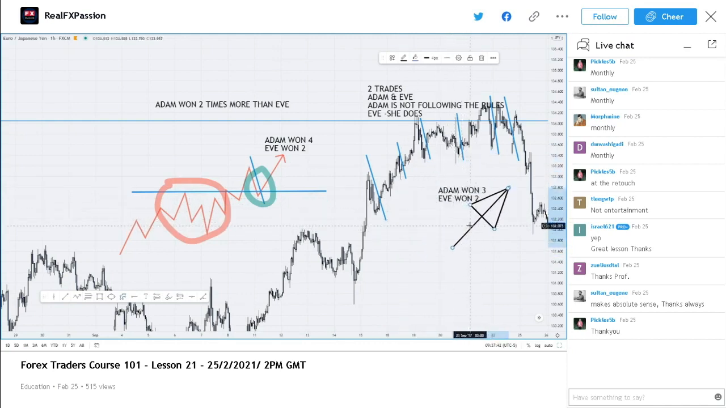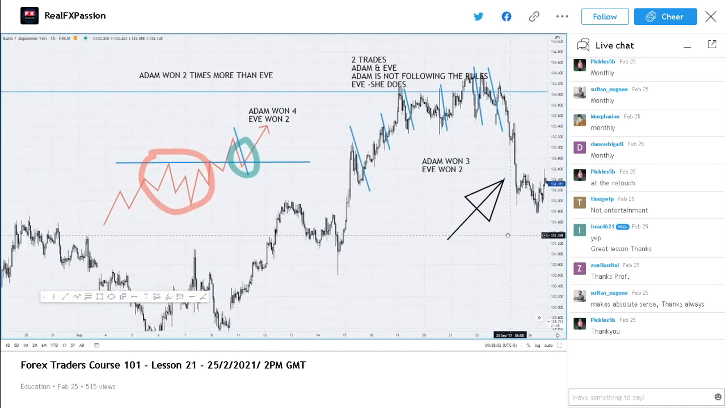And here is the difference, everybody. Maybe you don't care yet because we are at the beginning of the course, but Adam is stressed right now and angry because he just lost and gave a portion of the profits back, and Eve is not.